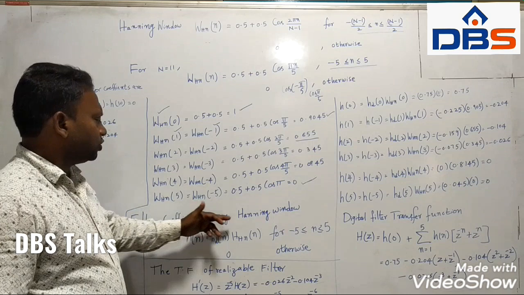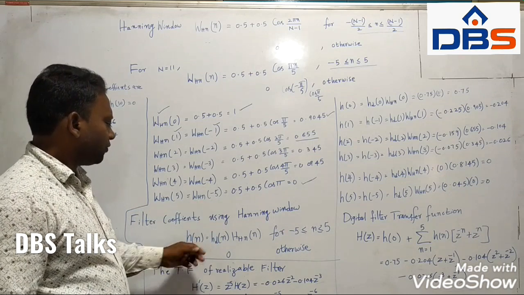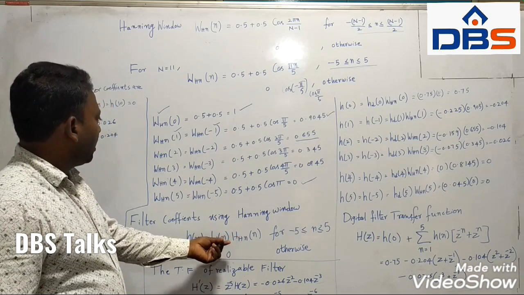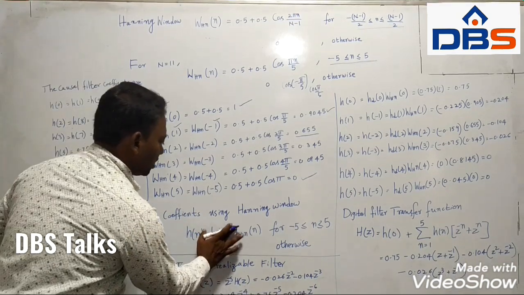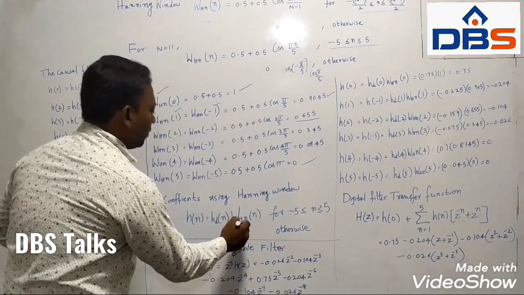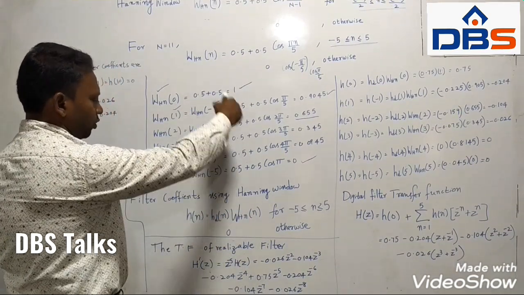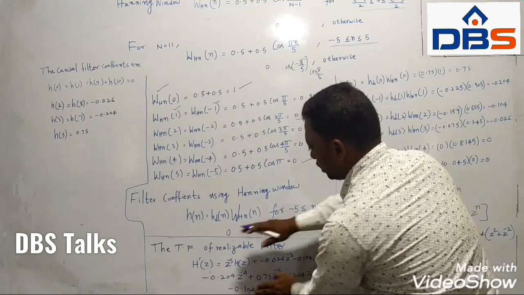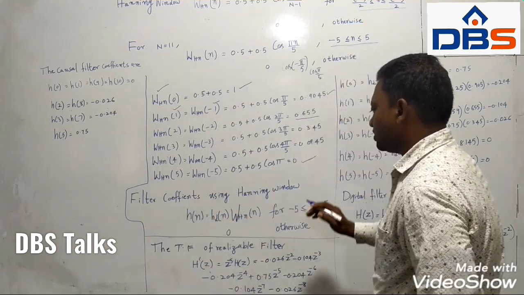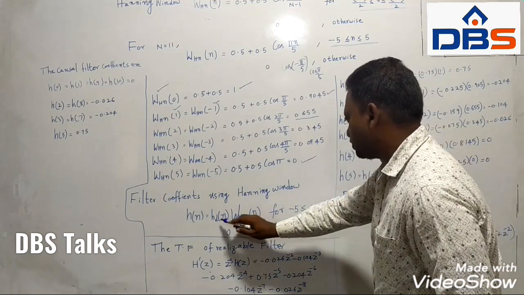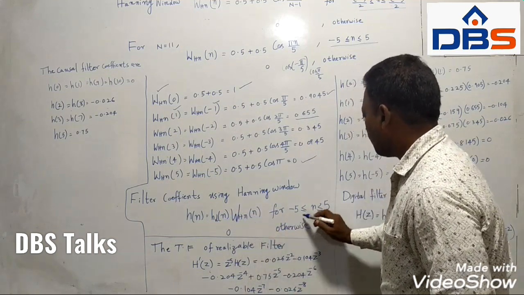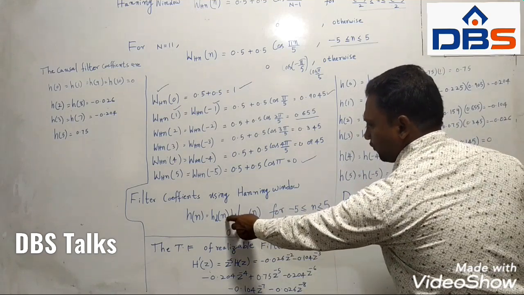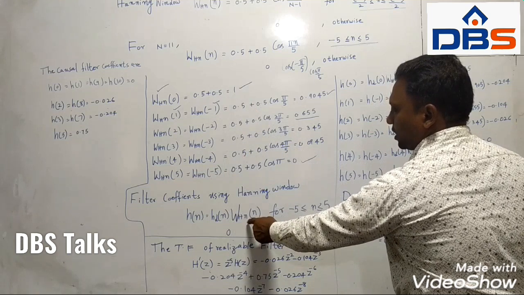So filter coefficients using Hanning window: h of n is equal to hd of n, which we have calculated, times w hn of n, sorry, this is w, not h. These coefficients are between minus 5 to plus 5, 0 otherwise. You just multiply. Already you have calculated this hd of n, and now we have calculated w hn of n.